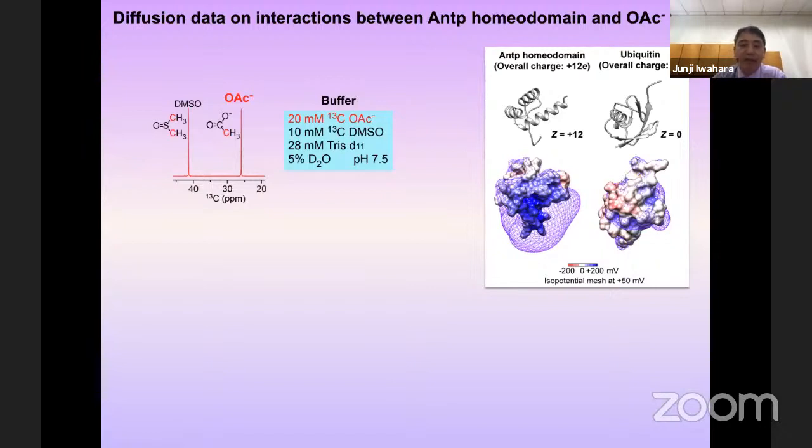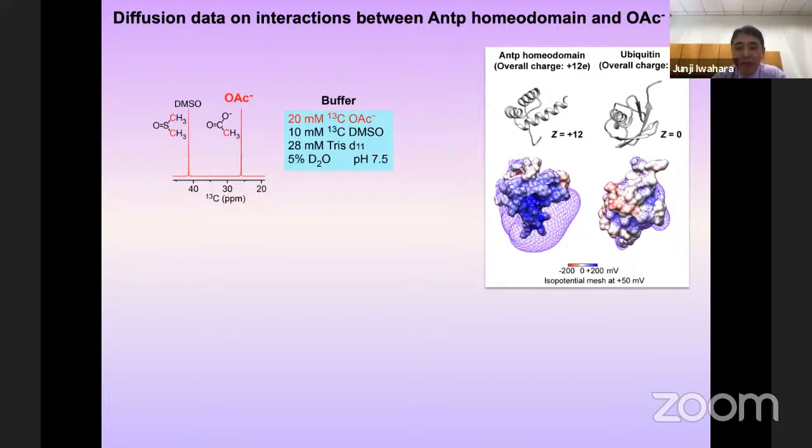For example, we can use carbon-13 labeled acetate ions, which is commercially available. And we can make a buffer containing carbon-13 labeled acetate and carbon-13 labeled DMSO. This DMSO is just a neutral internal control. It's just a little bit, just 10 millimolar. We can do the same experiments for protein solutions to see the anion protein interactions.